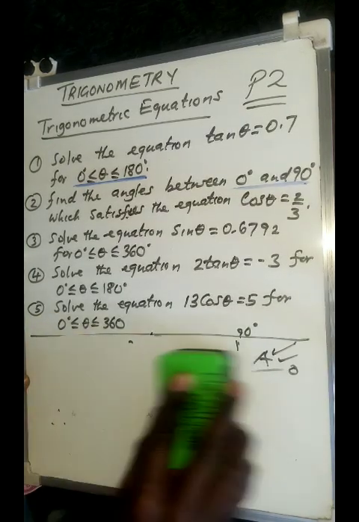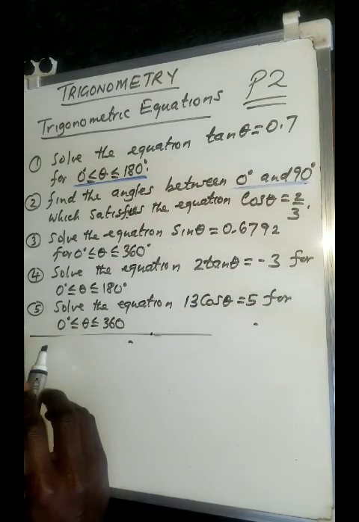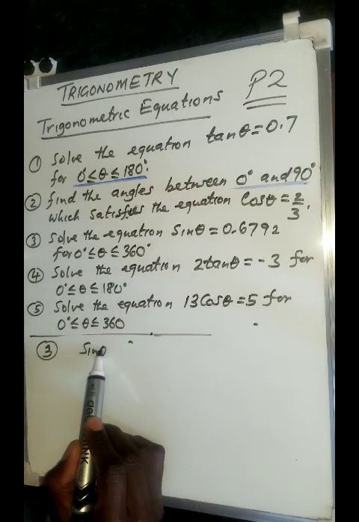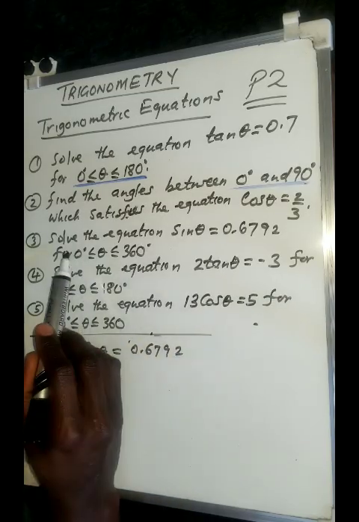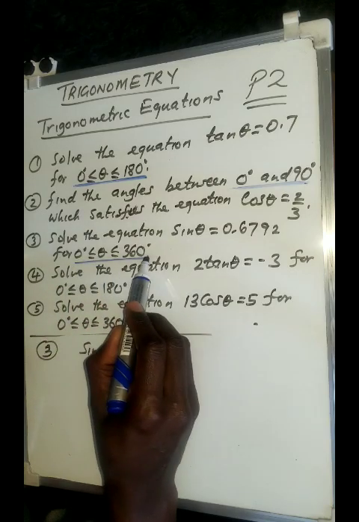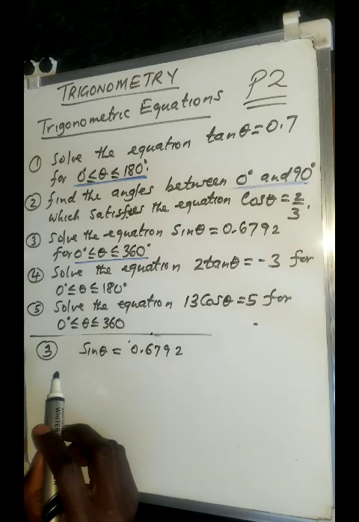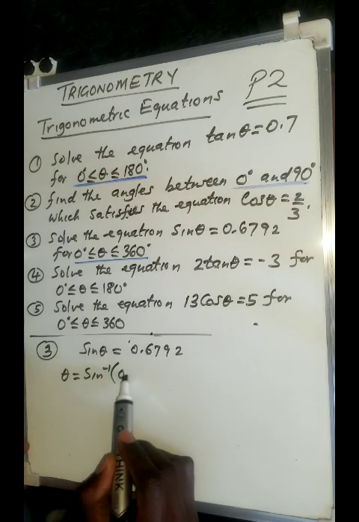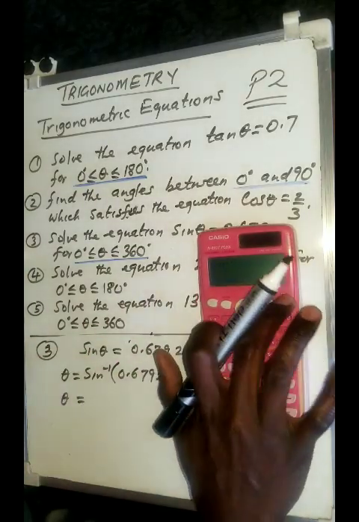Right. Question number 3 again. For question number 3, they tell you to solve the equation sine theta is equal to 0.6792. Now if you notice here, they have told us it's for one revolution from 0 to 360 degrees. So we are not restricted. I'm going to say theta is equal to sine inverse of 0.6792. So we can work that out.